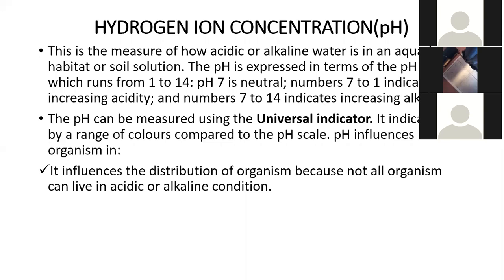Okay, so not all organisms can survive in an acidic medium. Likewise, not all organisms can survive in an alkaline medium. So it influences the distribution of organisms. You can have most organisms in an alkaline medium and most in an acidic medium. So this pH, or power of hydrogen ion concentration, tells you the kind of organism distributed in a particular environment or locality.